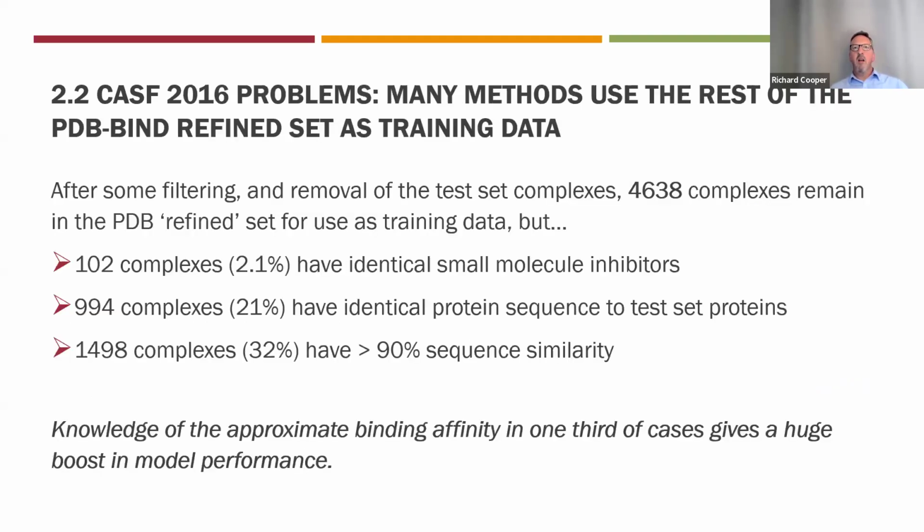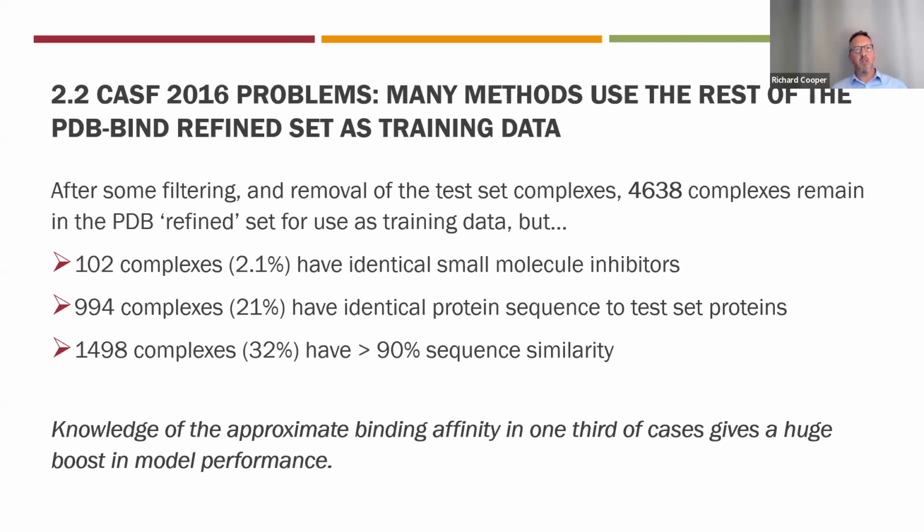However, what they don't do is provide a training set. So some of these available data sets, they'll give you all the data and you can use that. But in this case, you have to go and find your own training data. So what a lot of people do is go to the rest of the PDB refined set. They take out the test set, those 285 or 286 complexes, and they just use the rest as training data. But when they do that, they're left with 4,638 complexes.